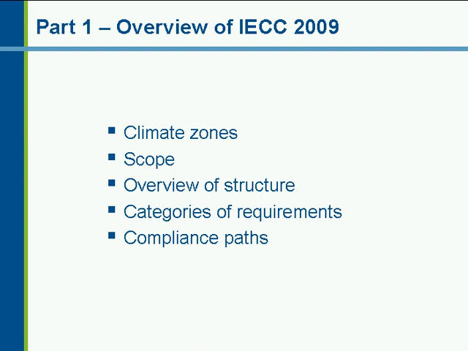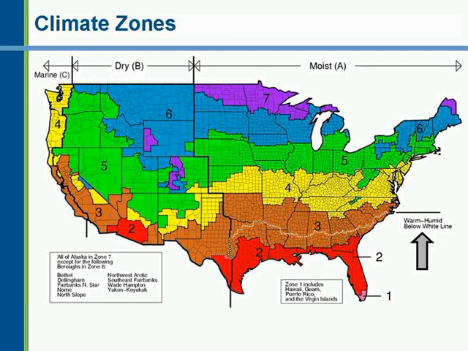With regard to climate zones, the climate zones in the IECC, as you see drawn here on the figure, are defined entirely by county boundaries. You can see each and every county in the U.S. is drawn on this map. And once you know the county in which the building is being built, you know which requirements apply out of the code.